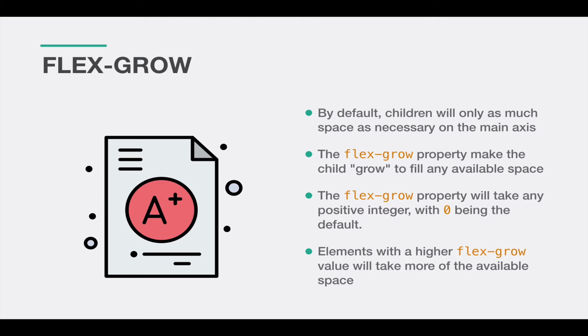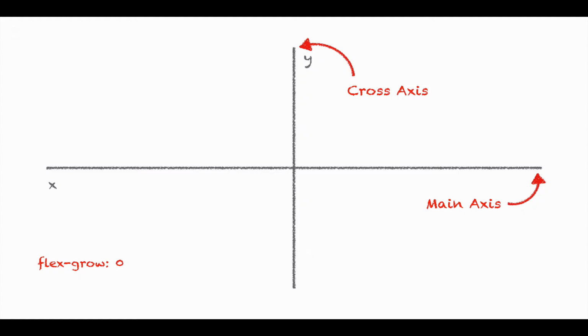Elements with a higher FlexGrow value will take up more of the available space. Now, with that said, if all of the children are set to 0 and you set one to FlexGrow 3, it's still going to only take up whatever is available. It can't take up more than what's available. But if you have one set to 3 and one set to 1, the one with 3 is going to get, in theory, 3 times as much, which we'll see here in the slide.